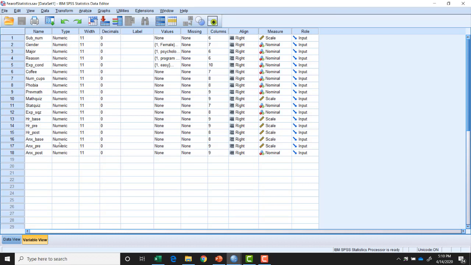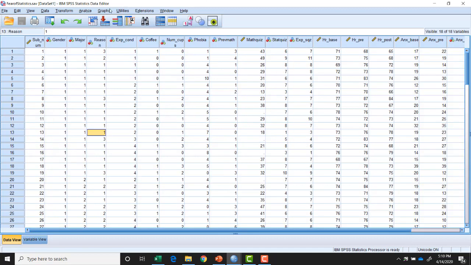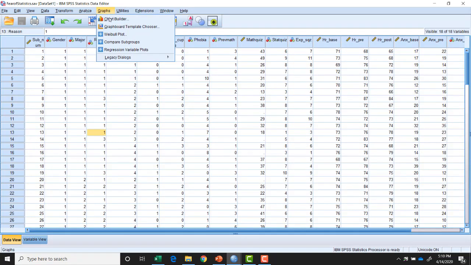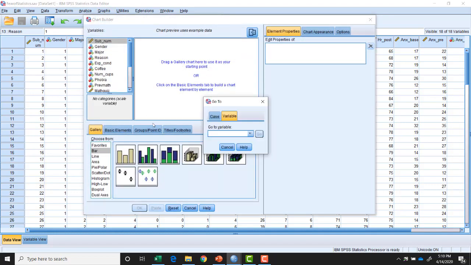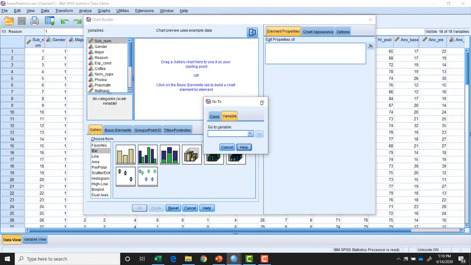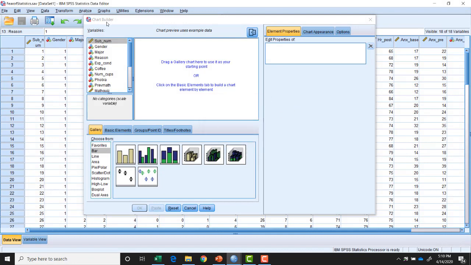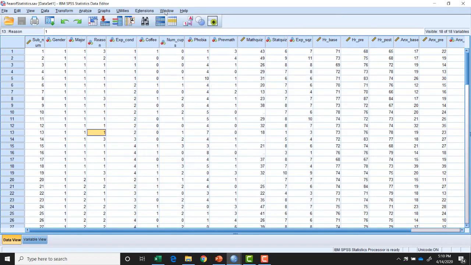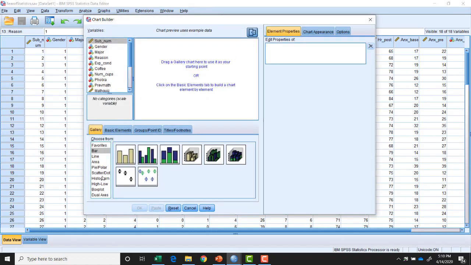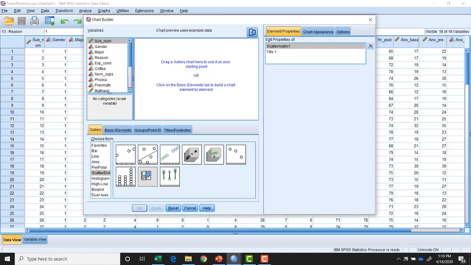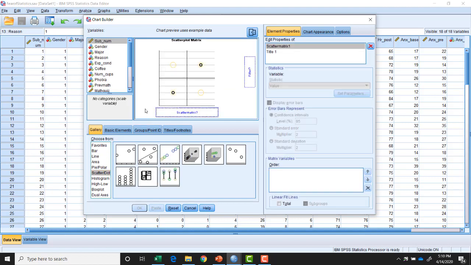So what we want to do now is look for correlations and see how these variables are actually correlated with each other. So the first thing we're going to do is what we did in chapter 10: we're going to build the matrix scatter plot. We want to go to Graphs, Chart Builder, and then go to the scatter diagram, and then the matrix scatter plot here.